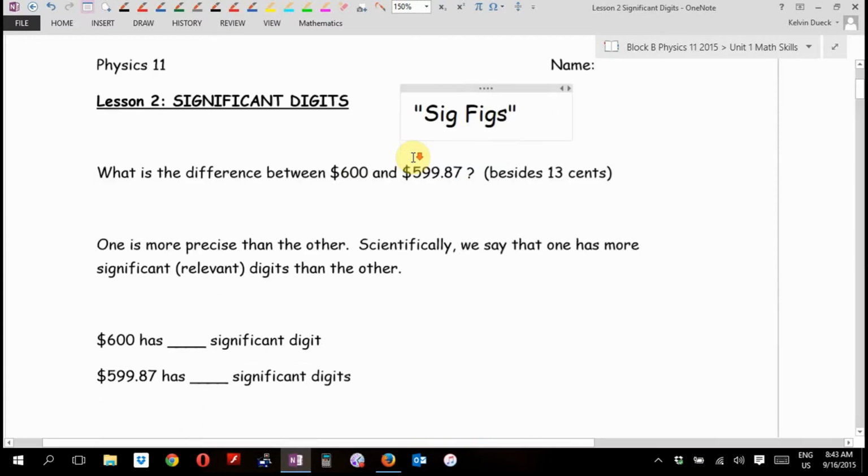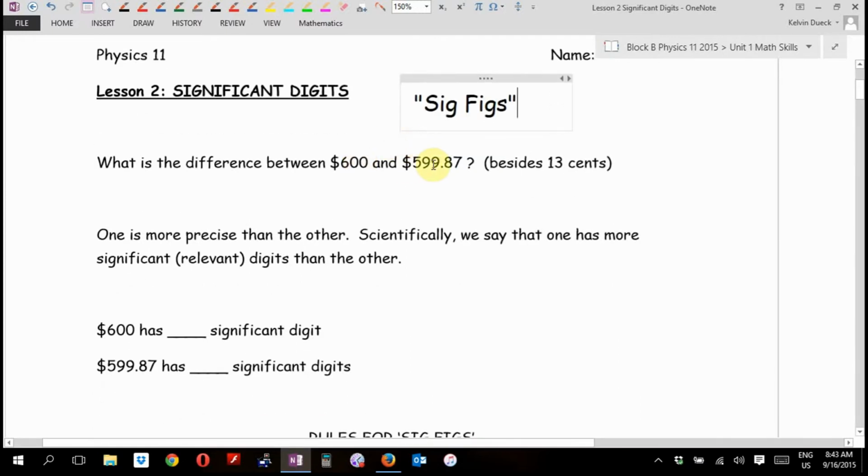So I wrote here, what's the difference between $600 and $599.87 besides the obvious, well, there's 13 cents difference? And the answer is one is more precise or accurate than the other. Scientifically, we say one has more relevant or significant digits than the other.